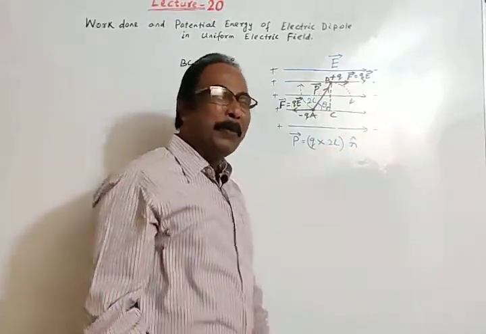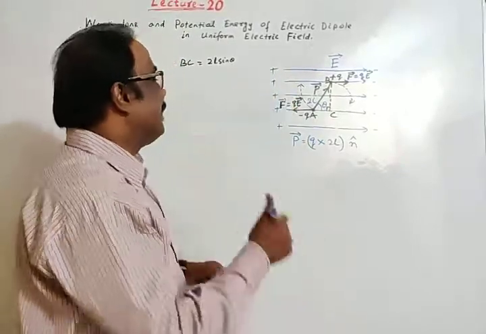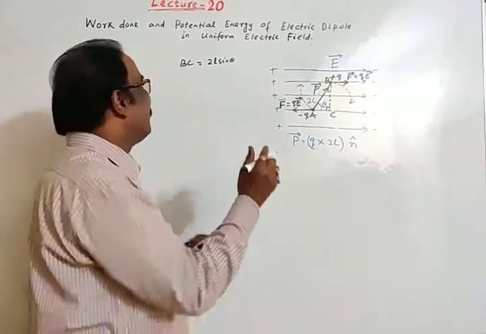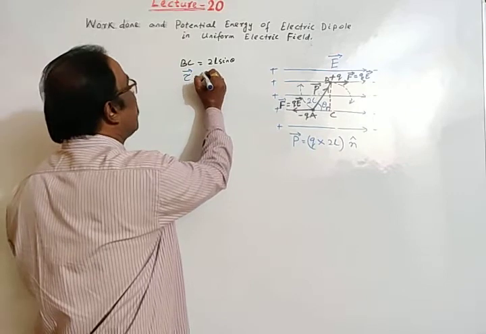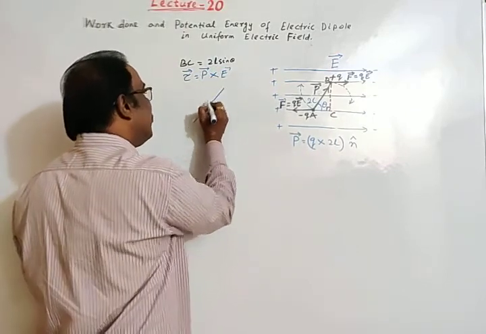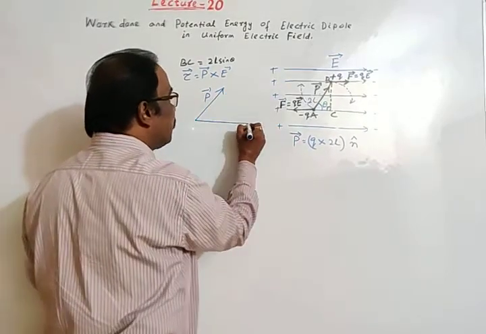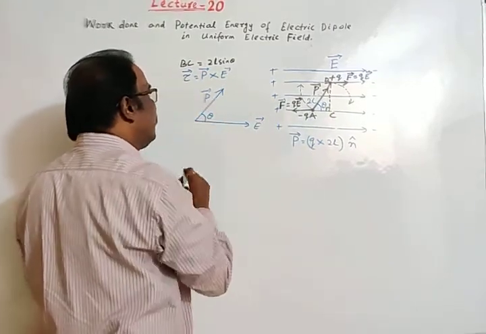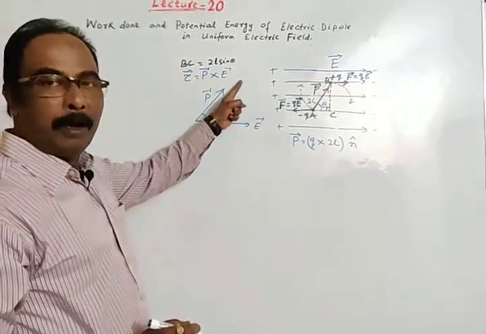Okay, so the sense of rotation is clockwise. If clockwise is the sense of rotation, then as you know, in vector form, torque is equal to the cross product of dipole moment and electric field. This is the direction of the dipole moment, this is the direction of the electric field from this diagram, and the angle between them is theta. Then the direction of torque means the direction of P cross E.